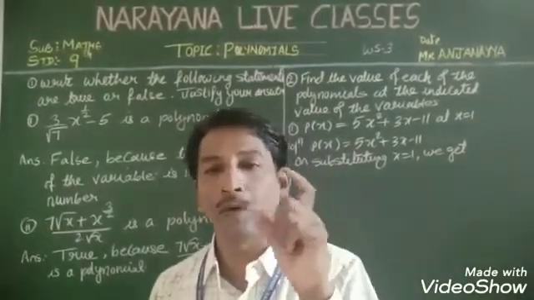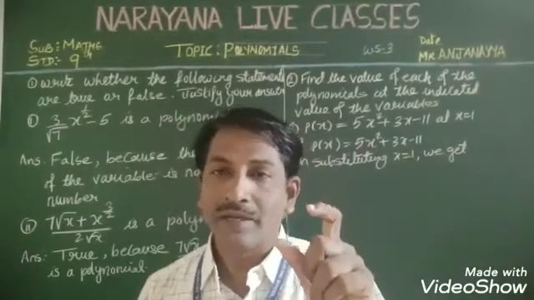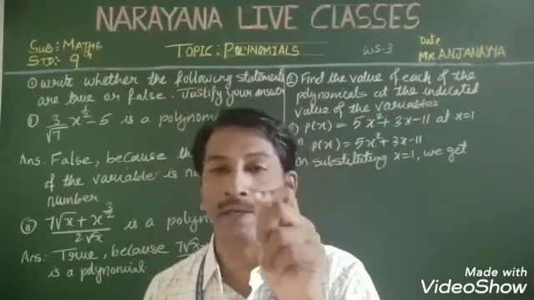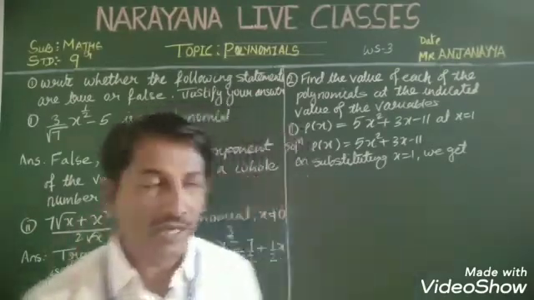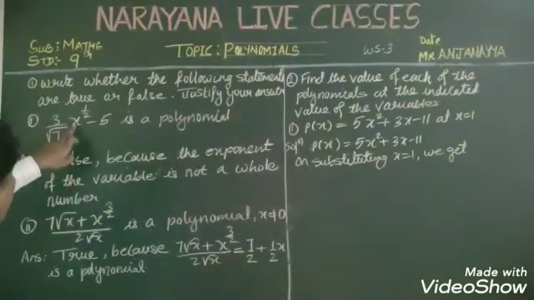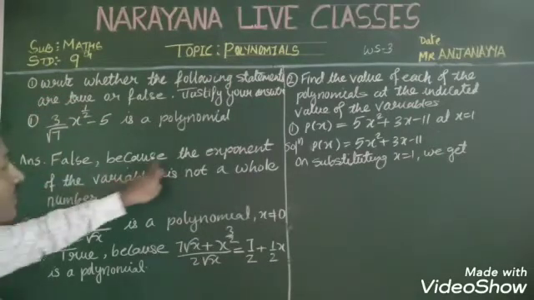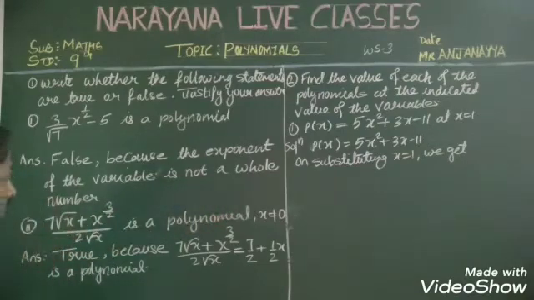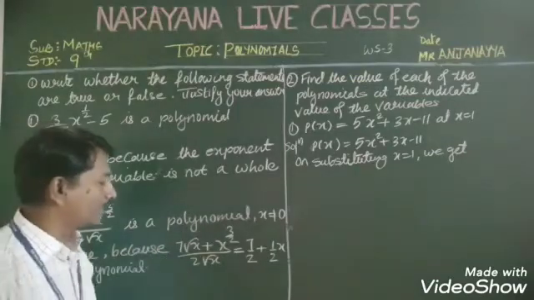For a polynomial, when I can say it is a polynomial: when the exponent of the variable is a whole number, then we say it is a polynomial. And if you see over here, the exponent of the variable is not a whole number. So therefore we say it is false because the exponent of the variable is not a whole number. Now if you see the second one, we have to check whether it is a polynomial or not.